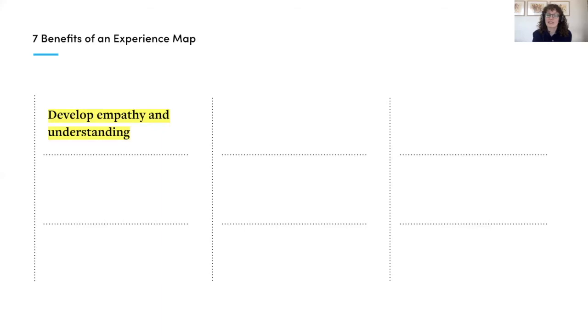The first is that the map really helps you develop understanding and empathy. It helps you get to know your audience on a deeper level. You see what they're seeing, you understand what they're feeling, and this helps you create authentic and meaningful digital experiences because they resonate, because they're focused on what your audience wants and needs.